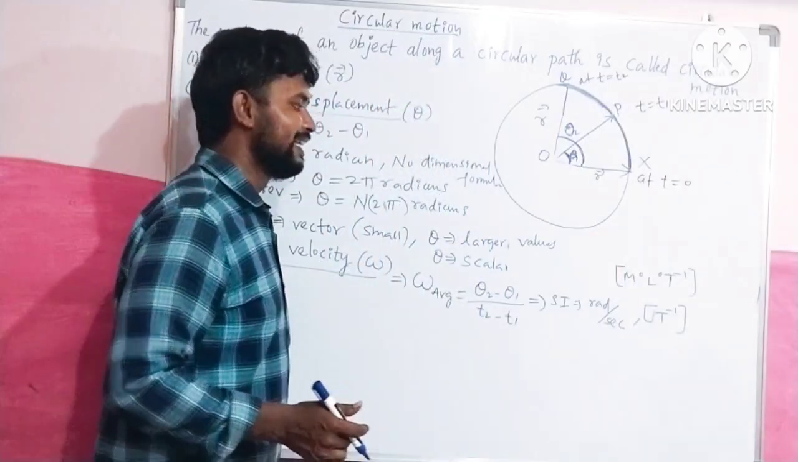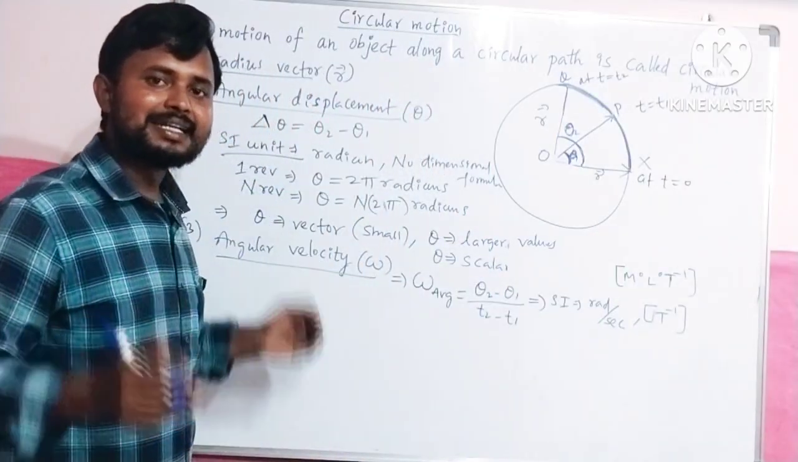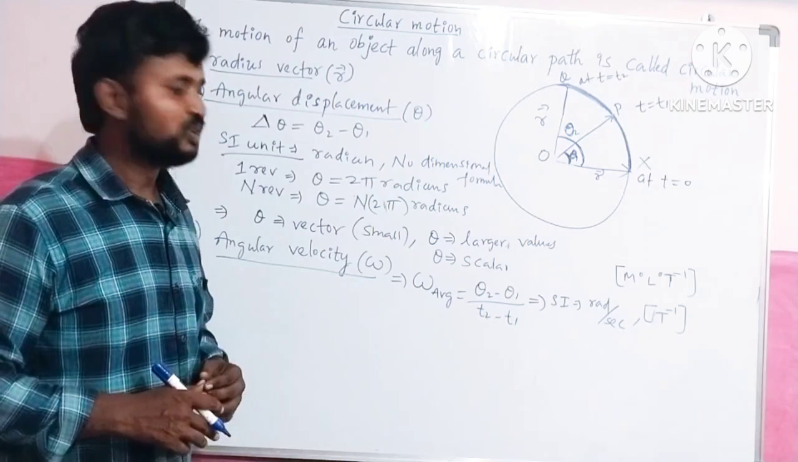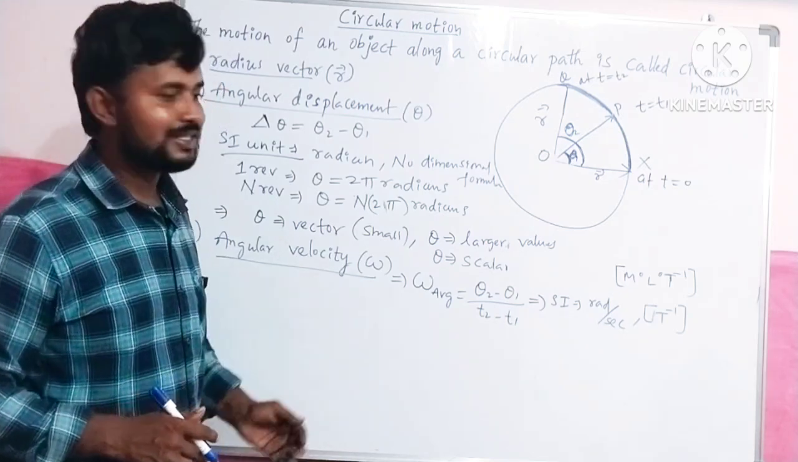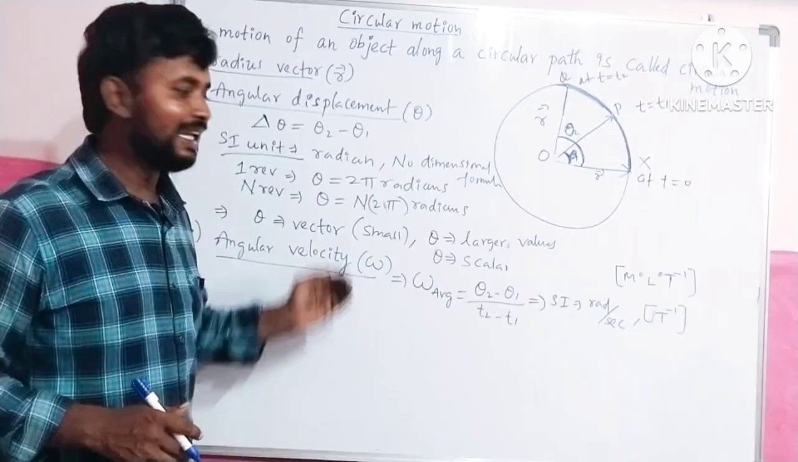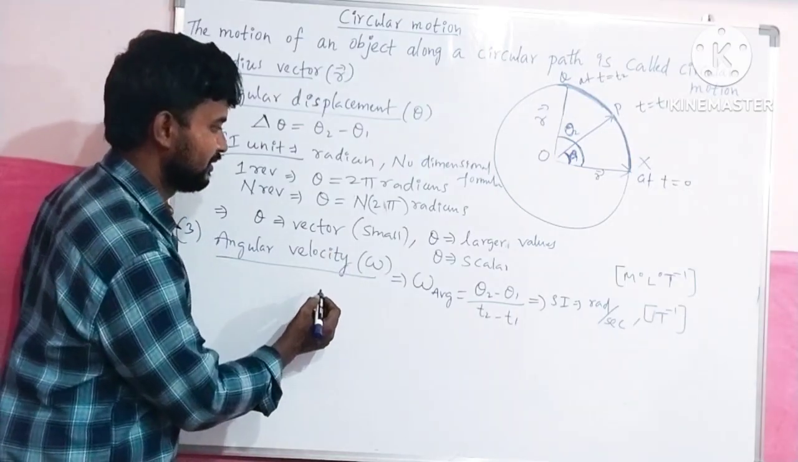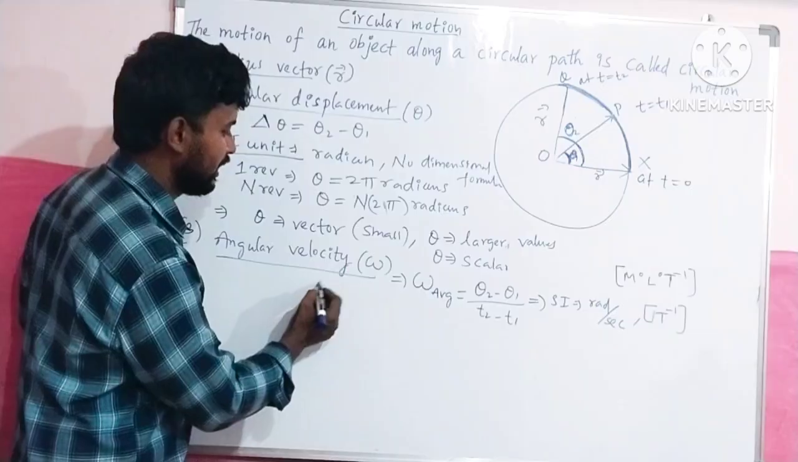Next, what is the direction of the angular velocity? The direction of the angular velocity is along the direction of the axis, parallel to the axis.